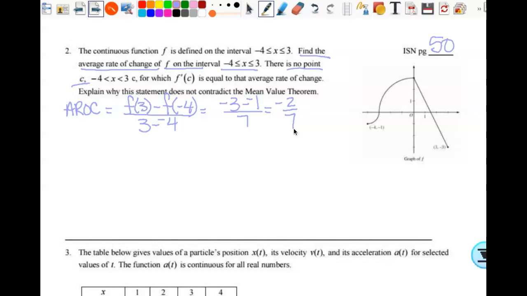Negative 1, right? Did we do that wrong? Oh, okay. Okay, just making sure. All right, so negative 2/7. So we got an A rock, right?